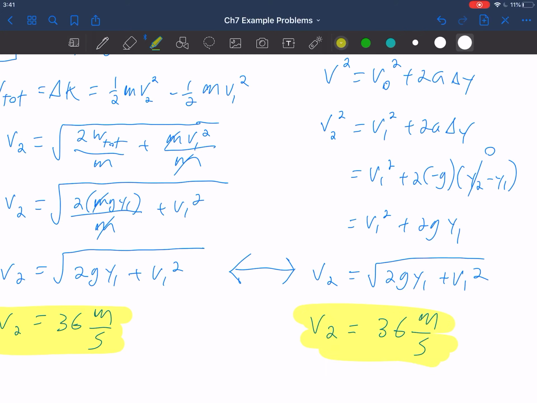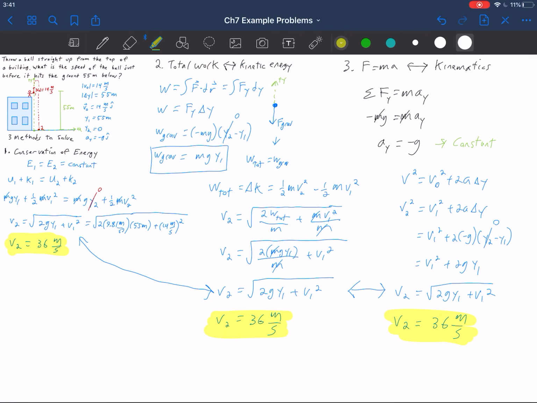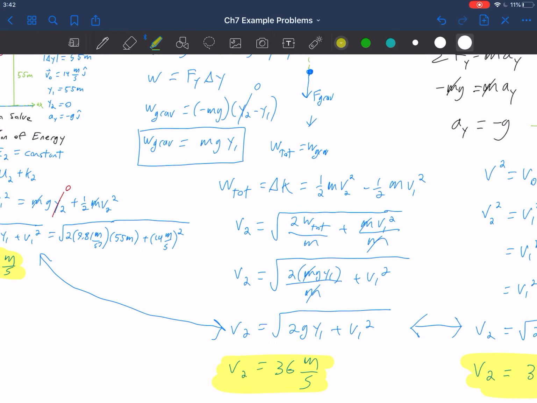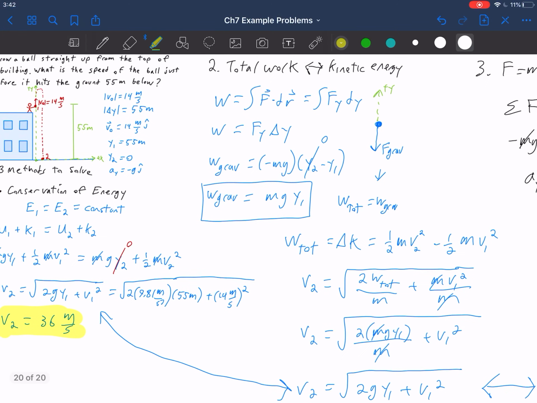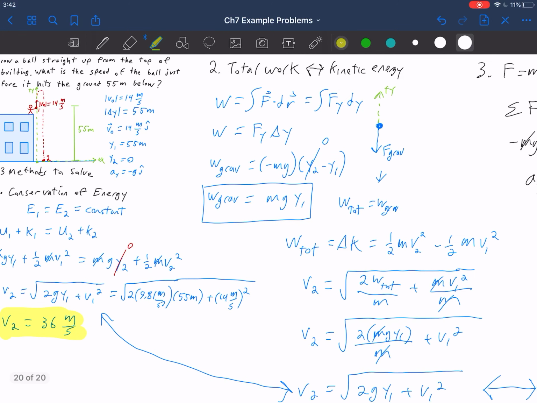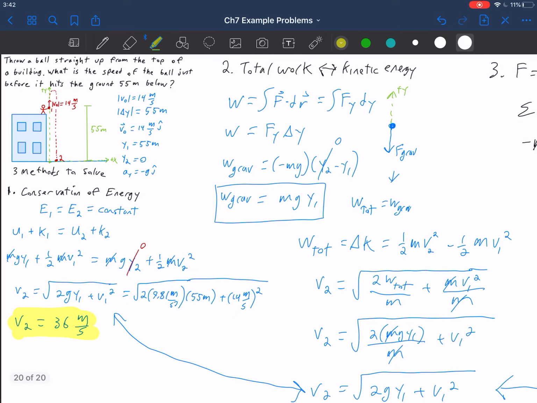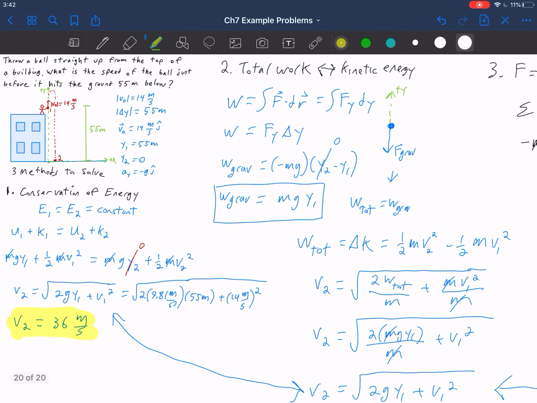So we have 3 different tools in our toolbox that we can now use to solve this problem: conservation of energy, total work, and kinematics. Okay, a lot of the time this problem is going to be easier using conservation of energy because it just handles a whole range of situations in a much easier way. Right? We don't have to use any vectors. It's just a scalar calculation, and we can solve very quickly.